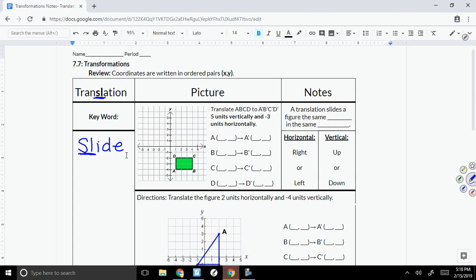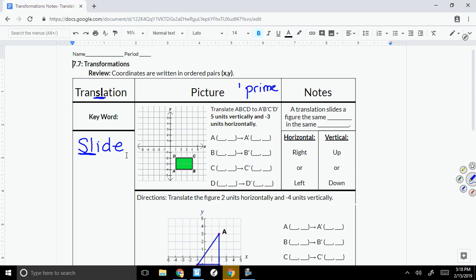So we have our first example that I'm going to use to explain what a translation looks like. This one says translate A, B, C, D to, and this is a new vocabulary word here. After A, you have that apostrophe mark, and when I read that, we say prime. So we're just going to make a little note of that up here. As I read that, again, it says translate A, B, C, D to A prime, B prime, C prime, D prime. 5 units vertically and -3 units horizontally. So let's go ahead and figure out what that means.